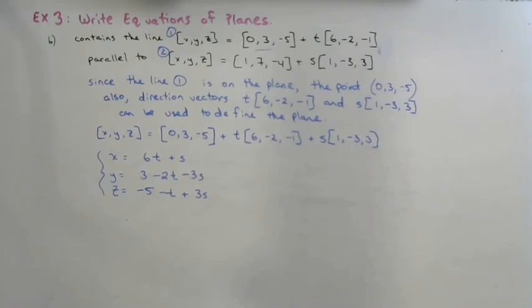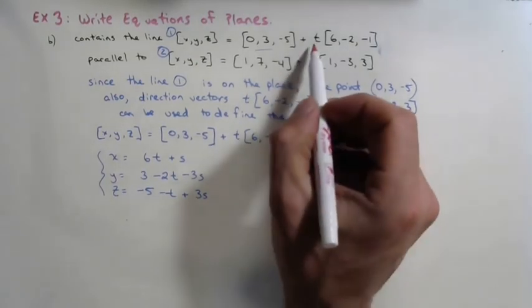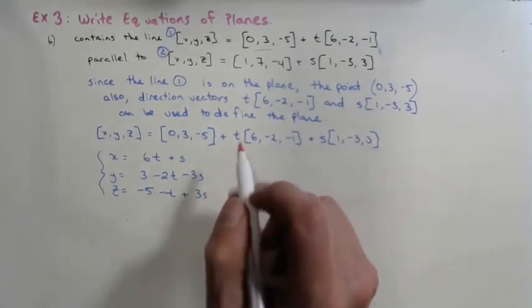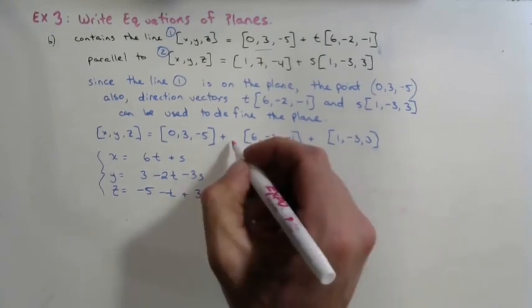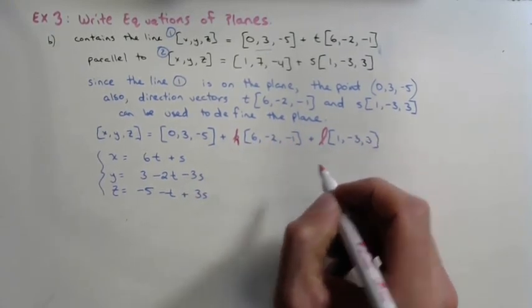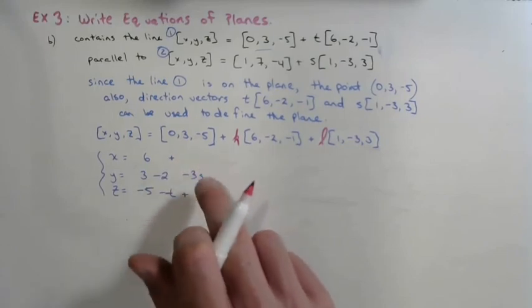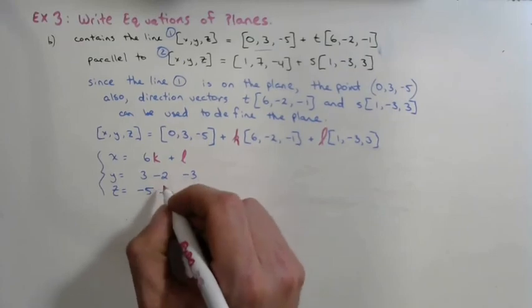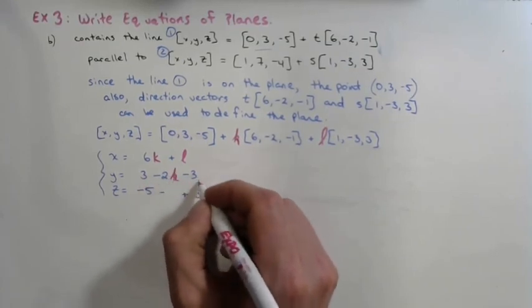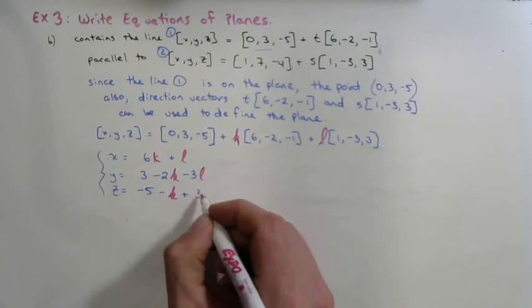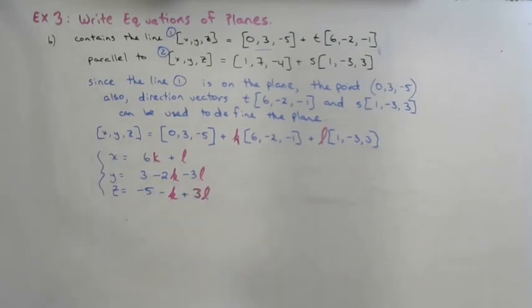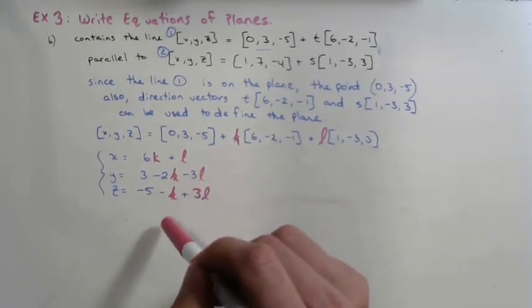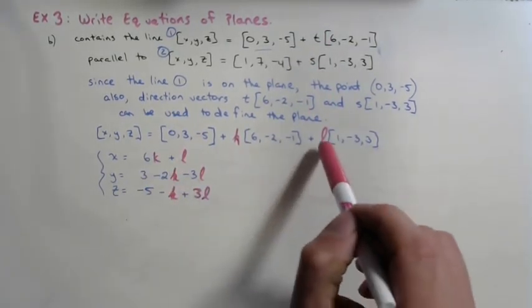One thing I didn't do that the book does do: since they used t and s to be these scalars, I can't technically use them here and here. So they switched those to k and l, or any two other letters, which would switch all of these to 6k plus l, 3 minus 2k minus 3l, and -5 minus k plus 3l. That makes a lot of sense because this t wasn't necessarily equal to k. But this k and these k's are all the same, and this l is all the same.